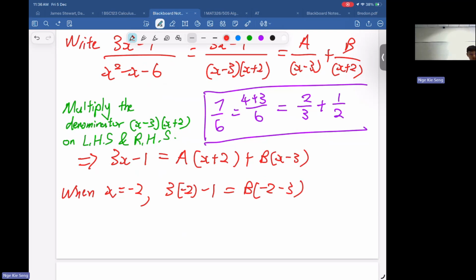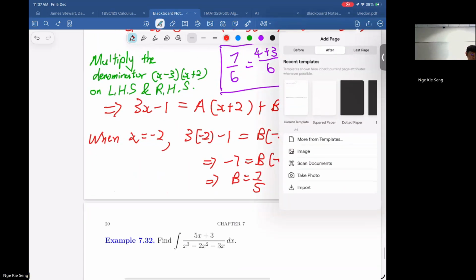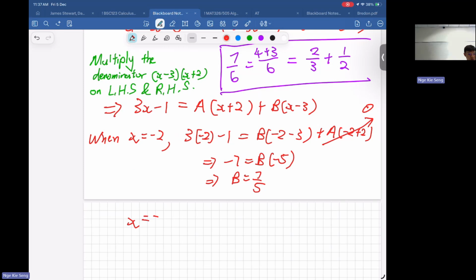Again, because the extra term here already disappeared, right? In this case, we get negative 7 equals b times negative 5, which is b equals 7 over 5. Okay, and then we will do the next one. When x equals 3, what we are left with is 3 times 3 minus 1 equals a times 3 plus 2, which is a equals 8 over 5.